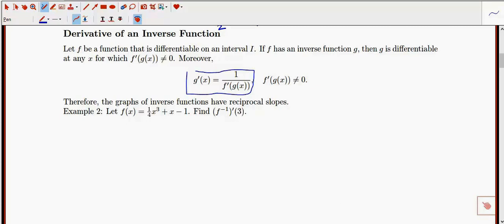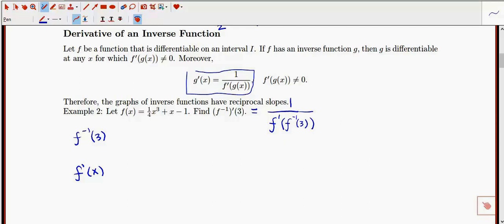Let's take a look at example number 2 on the application of this theorem. Let f of x equals 1/4 x cubed plus x minus 1. The question is asking for the derivative of f inverse evaluated at 3. So we will apply the formula. The derivative of the inverse function equals 1 over the derivative of the original function evaluated at f inverse of 3. So in this case, we will need two things. First is f inverse of 3, which is a number, and the second thing we need is f prime of x.